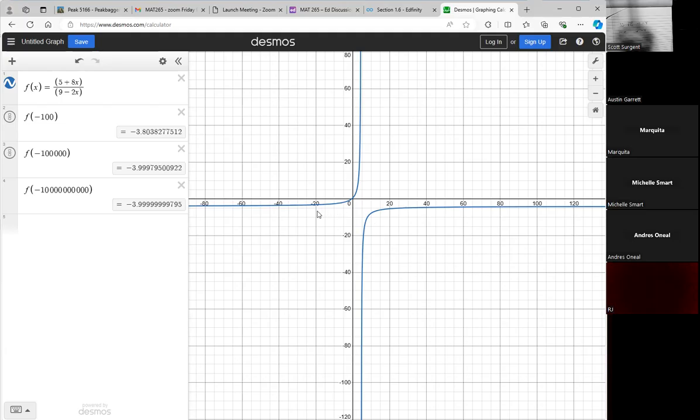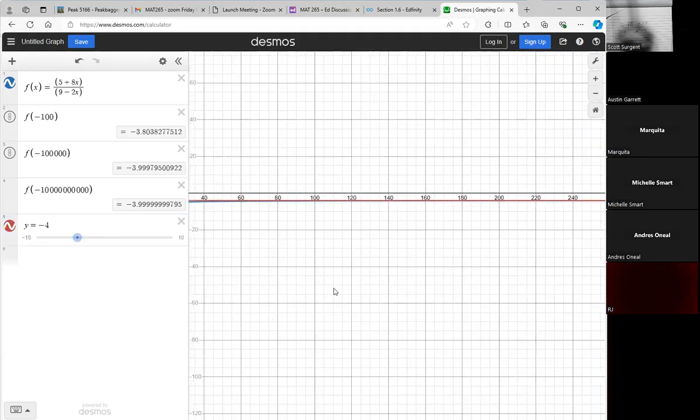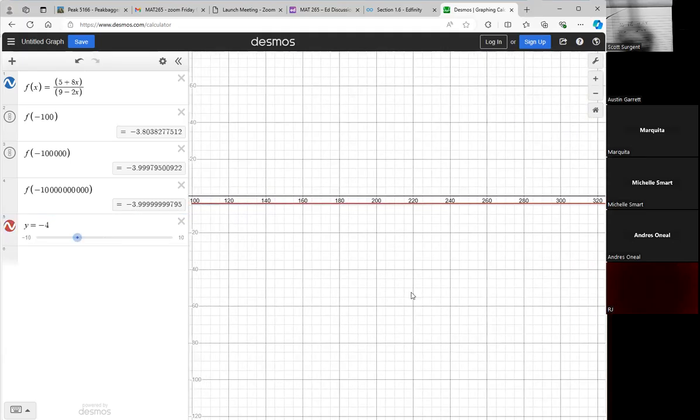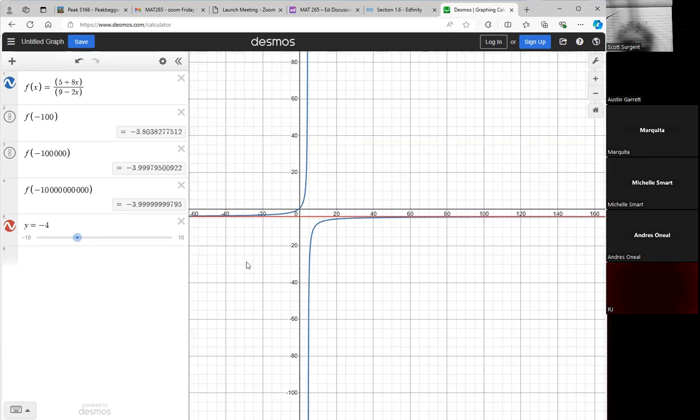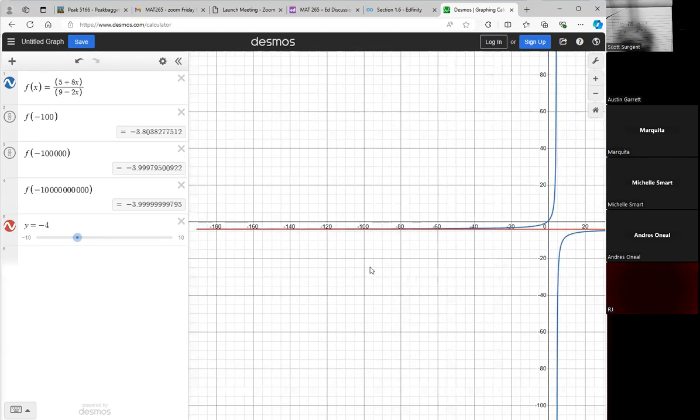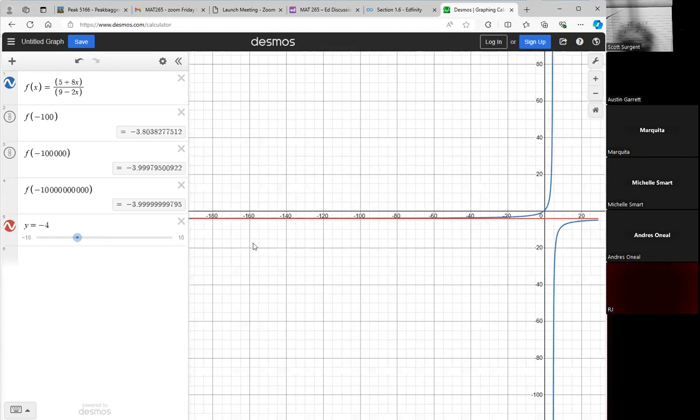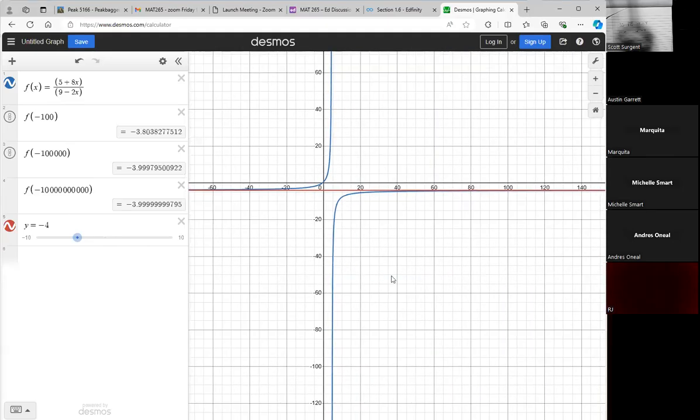And then to interpret this, it's actually a line. I'll actually type it in, and it's a horizontal asymptote. The red line and the blue line actually never touch each other, but they get infinitely close, and that's what we call asymptotic behavior.